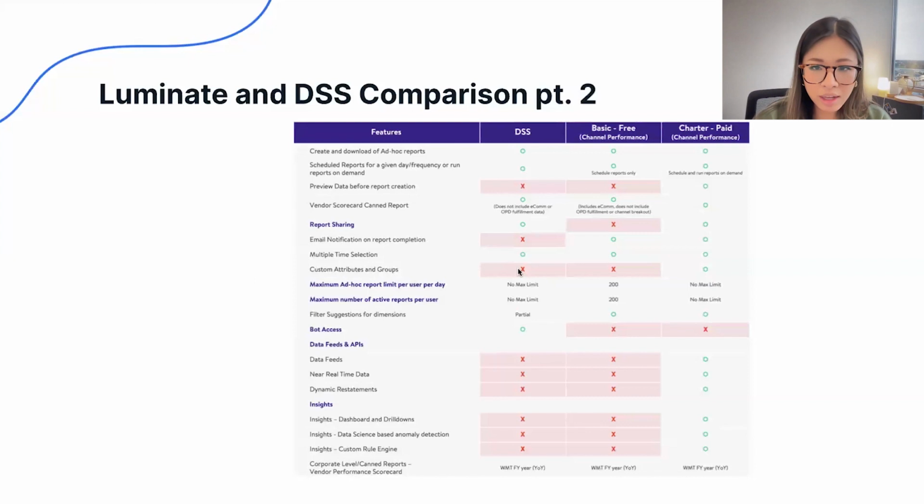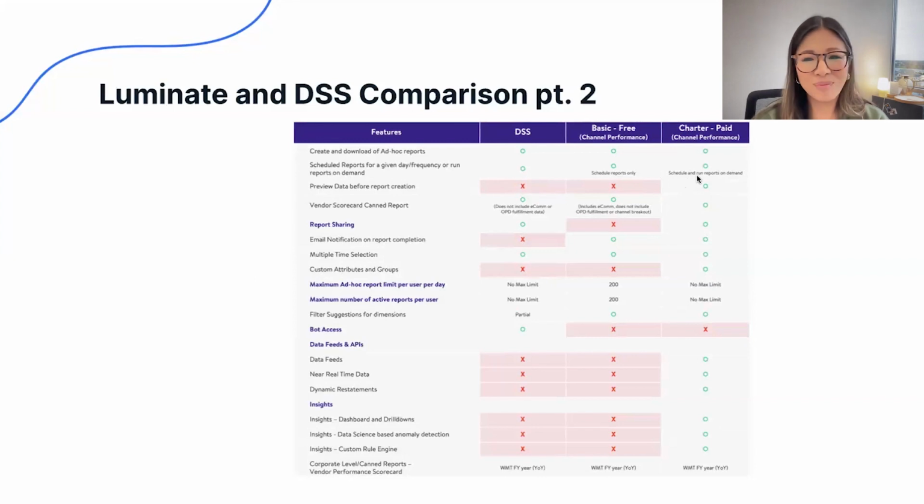Other quick call outs there. So you're still going to be able to do ad hoc reports. You're still going to be able to schedule reports. But I thought this was kind of interesting: for Basic, you can only schedule reports. If you want to run reports on demand, which you were able to do in DSS, you have to pay for that now.